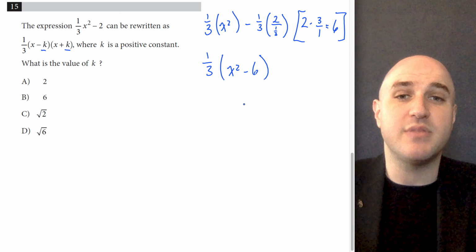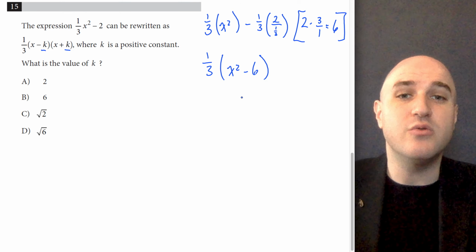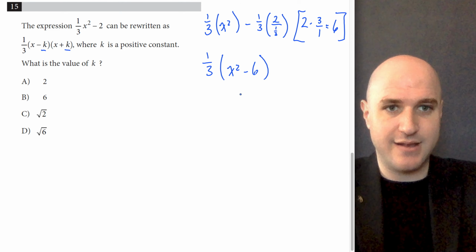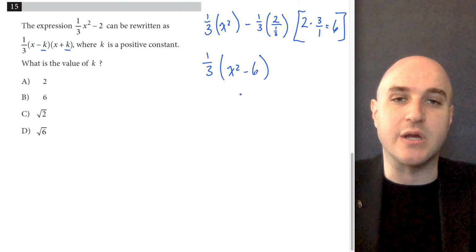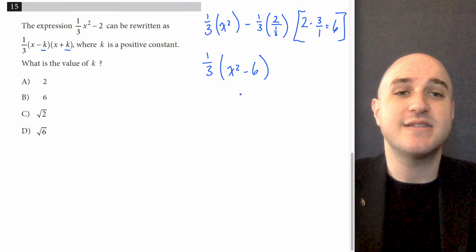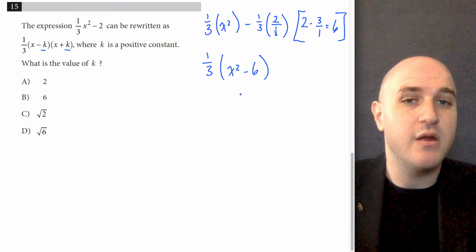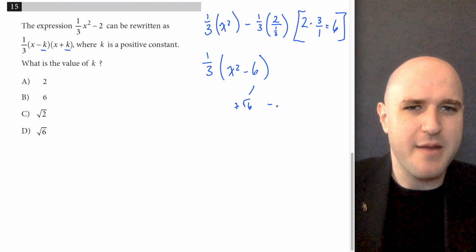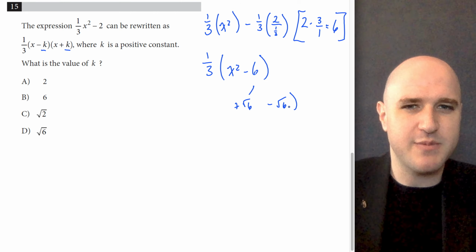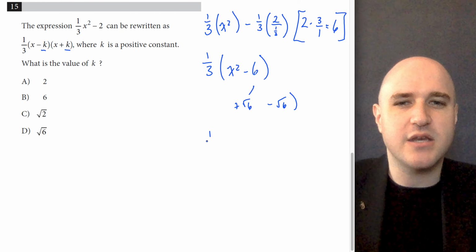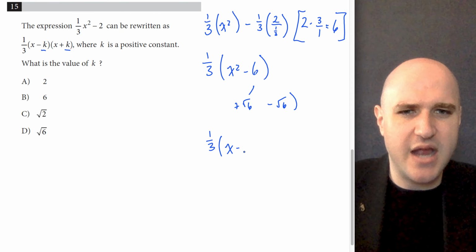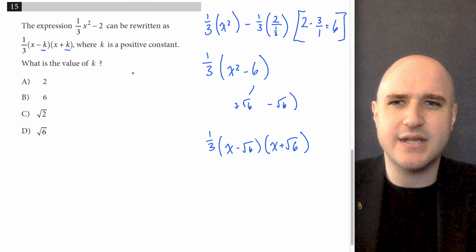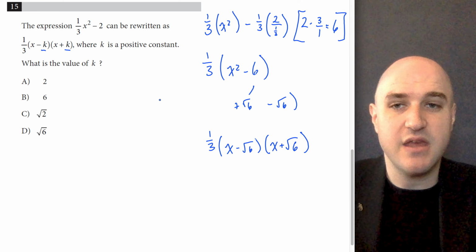Now that I'm here, I can simply factor this x squared minus 6 into its two forms. Normally when I see something squared minus something else squared, I know that's a difference of two perfect squares. This is not a difference of two perfect squares because 6 is not a perfect square, but 6 is in fact a square. The square root of 6 is the square root of 6, right? That's plus the square root of 6 and minus the square root of 6. These two things multiply together to give me negative 6. So I know that I can turn this into 1/3 times (x minus root 6) times (x plus root 6). And from here, I can see root 6 is k. They're the exact same thing. They're in the exact same form.